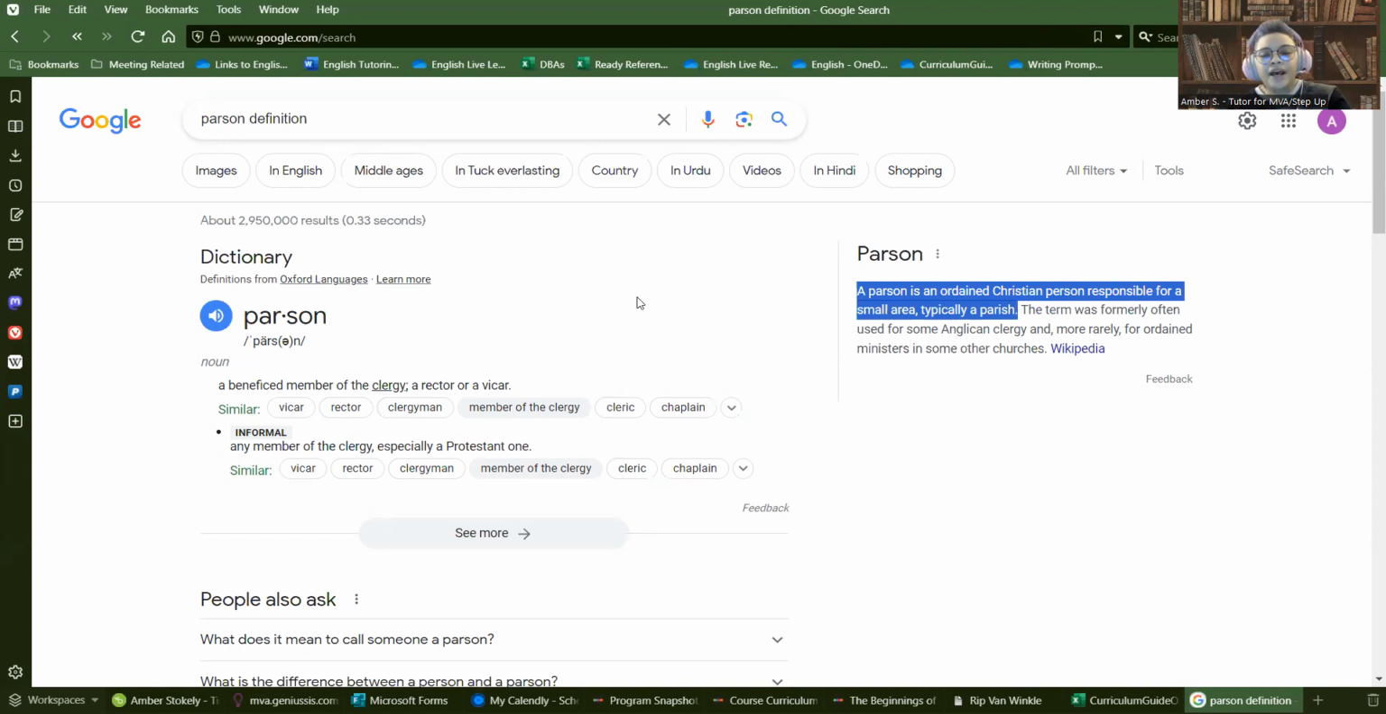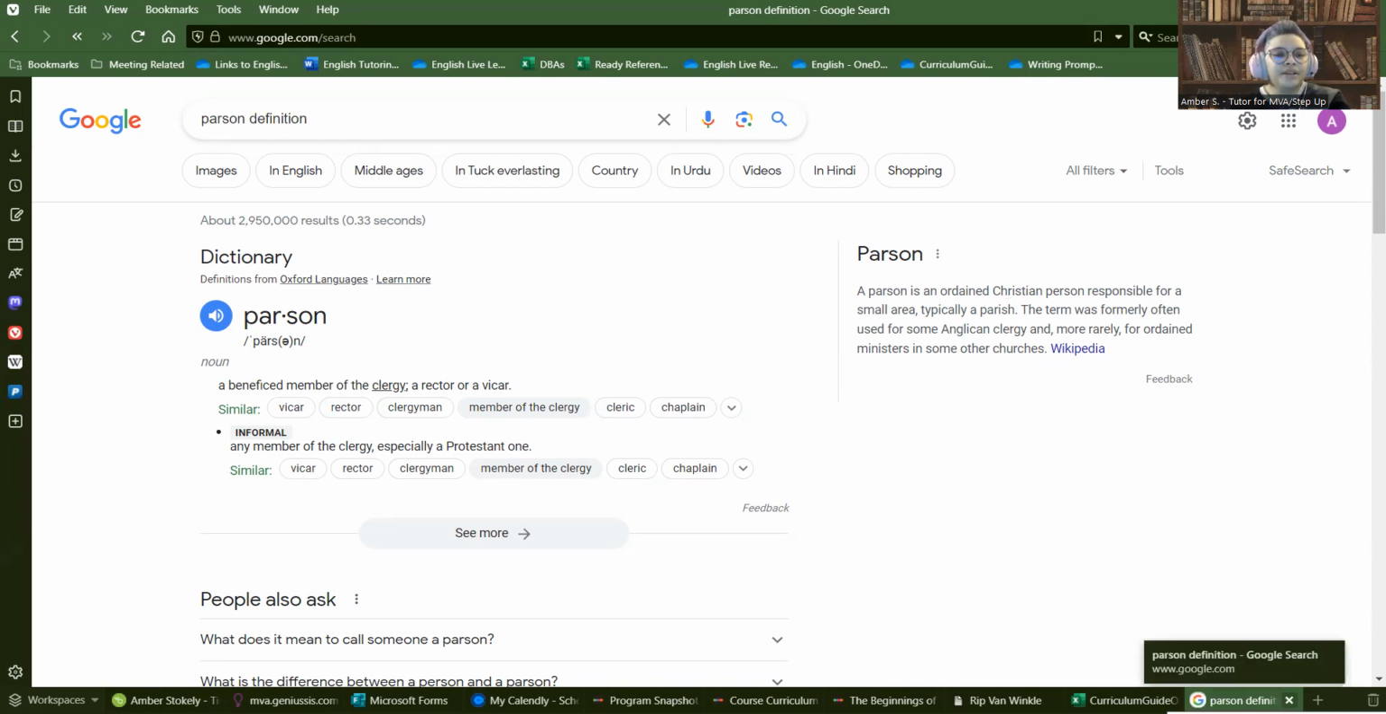Okay. Oh, I was thinking of a purser. A purser is someone that deals with money. Okay, so yes, a parson is a person who is responsible for a small area that's owned by a church, so a small parish, which is like a religious building. There's usually a church in a parish, but the parish is not fully just the church on its own.